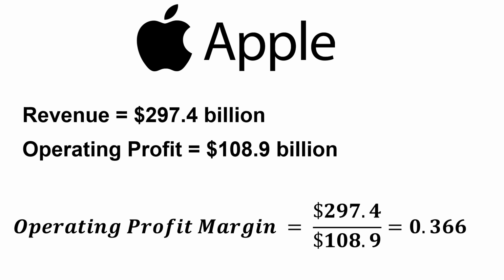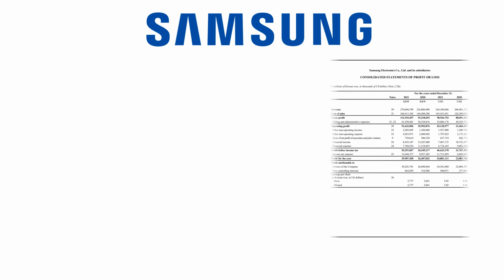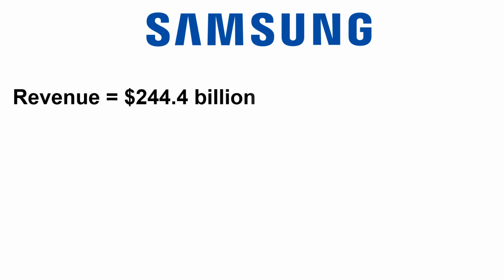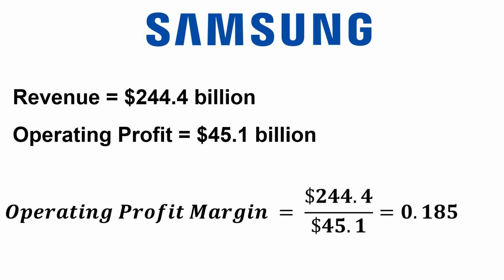This indicator is quite good for such a large company, but to better understand how efficient Apple is, let's also calculate the operating profit margin of Apple's main competitor, Samsung, for 2021. The company's revenue and operating profit data were taken from the company's 2021 income statement. In 2021, Samsung's revenue was $244.4 billion, and operating profit was $45.1 billion. In 2021, Samsung's operating profit margin was 0.185.